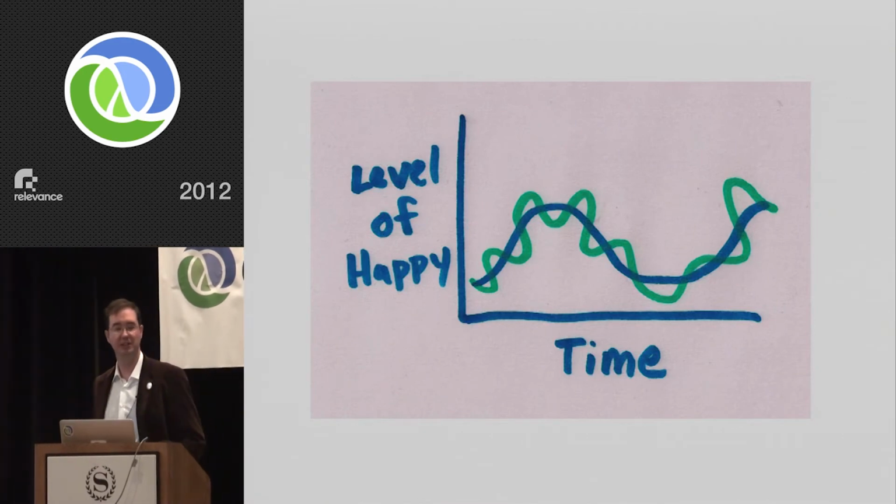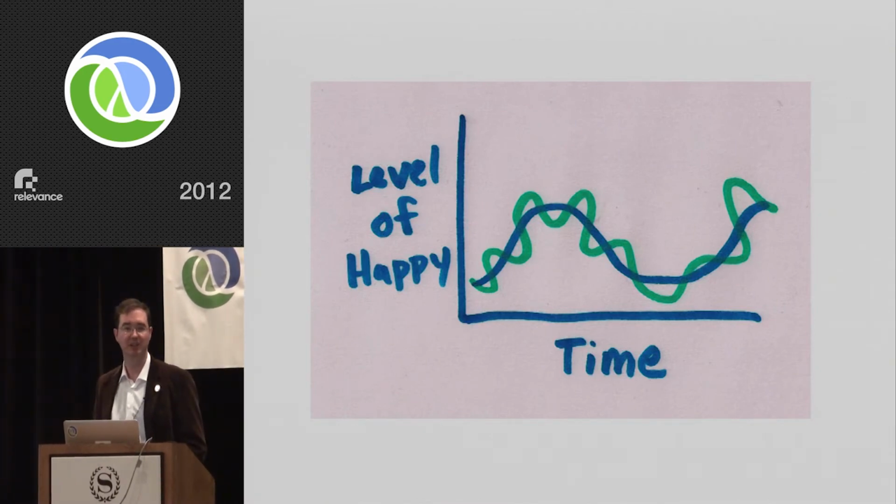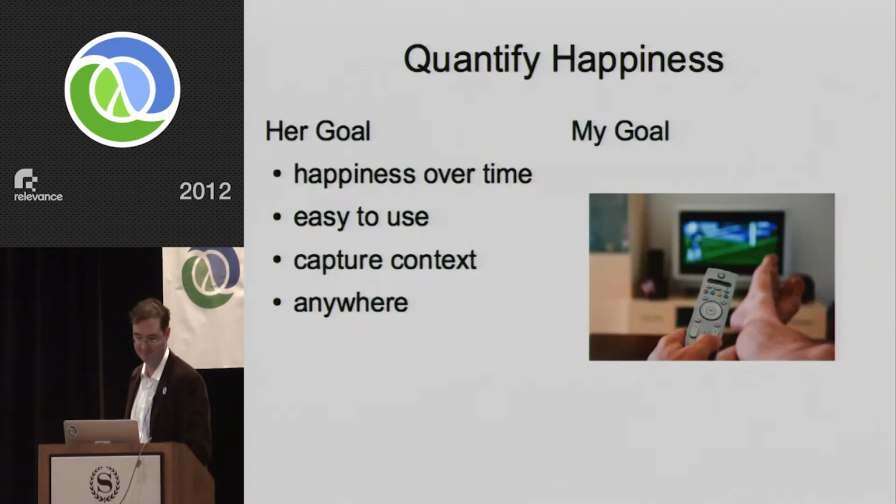Really what she wants to do is track her happiness over time, as well as what she's doing at the time, to see if there's any correlation, and also long-term trends. So really, the thing she's looking for is capturing context, have something easy to use that she can use anywhere, and myself, I have very simple needs.